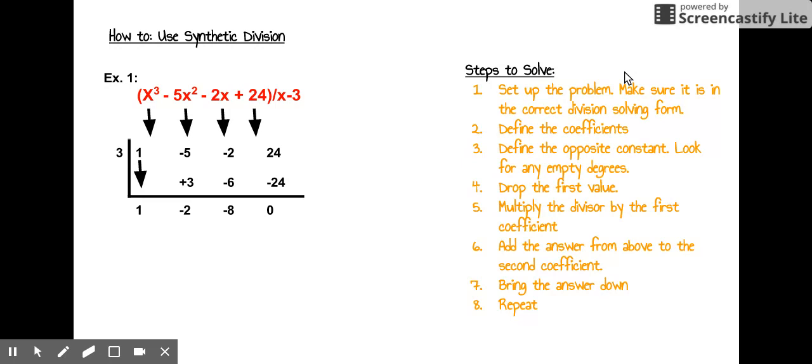Remember, if you go back to the rules, it said the last one is always the remainder. So our last value is 0, which means we're going to have a remainder of 0. What we're going to do with these values, 1, -2, and -8, is turn them into the coefficients for our equation.